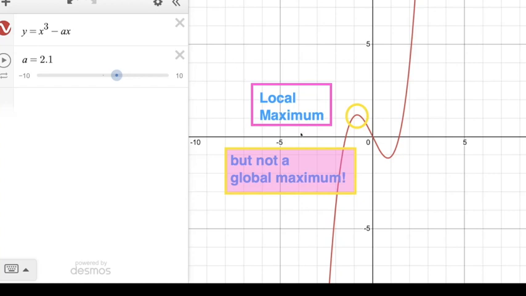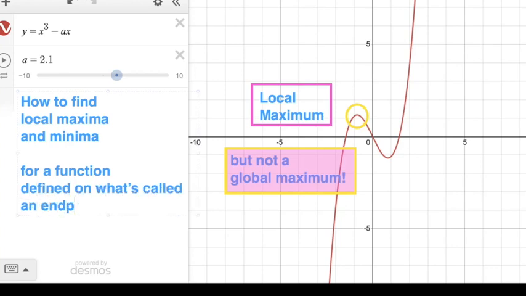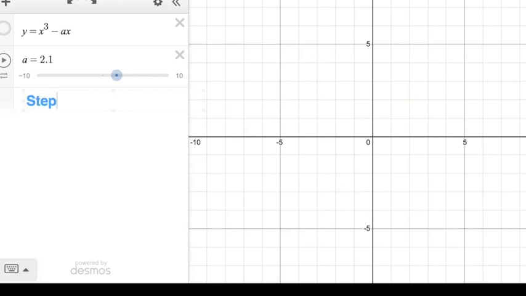So let's forget for a second that we have a graph, and let's go over how we would try to find local maximum and minimum on a graph that has no endpoint, because the function here never ends. So for a function whose graph has no endpoints, or you could say for a function defined on what's called an open interval, the domain never stops. So the first thing we're going to do, we're not going to graph it because we're not doing that. Instead, the first thing we're going to do is find the critical points. Step one, find the critical points.